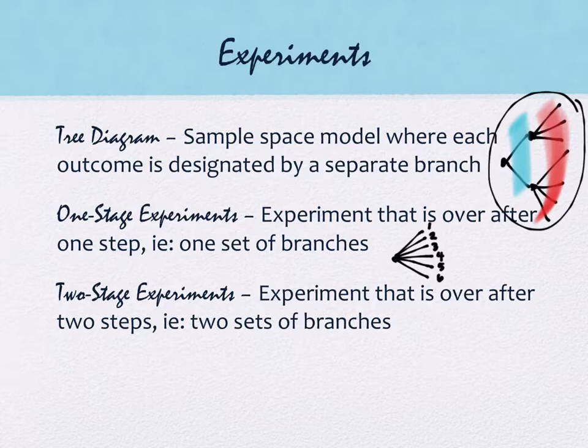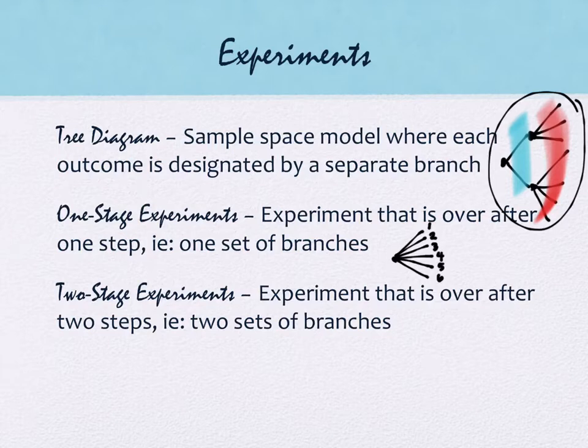So if I did the same experiment with my die, with 6 options and then another roll after that, I could draw 6 branches off of each one of those 6 branches. It would be really mean for me to have you draw this, but that's what it would look like for that particular one.